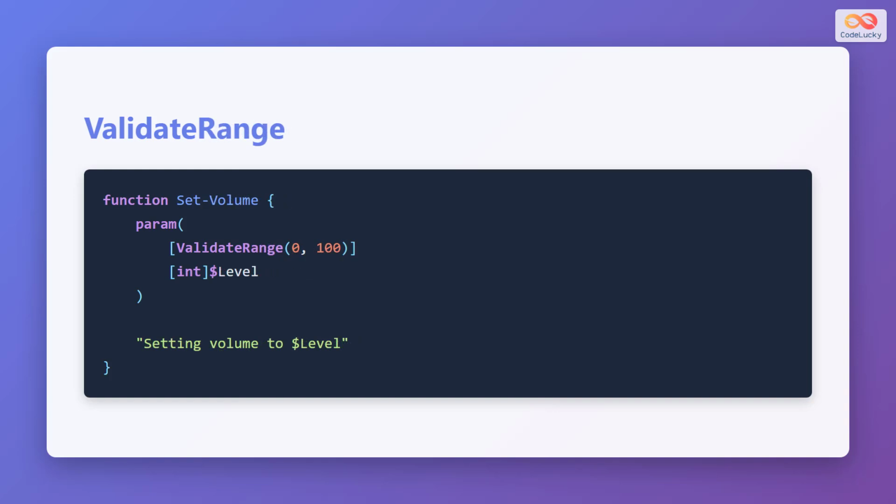The ValidateRange attribute is perfect for numeric parameters that must fall within specific boundaries. This attribute takes 2 arguments, a minimum value and a maximum value. In the setVolume function shown here, the level parameter must be an integer between 0 and 100. If someone tries to pass -50 or 200, PowerShell will reject the input before the function runs. This is particularly useful for parameters like percentages, ratings, or any numeric input with natural limits.